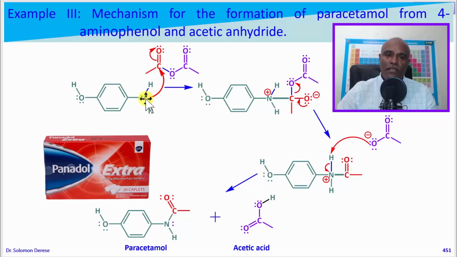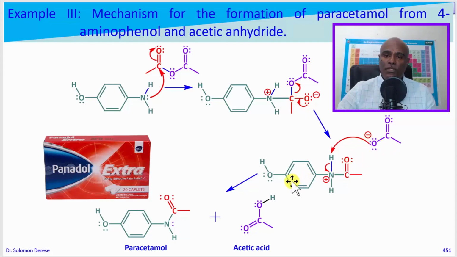Then you just show arrows. An arrow starts from here, going to that. When that happens, this double bond breaks, you get this intermediate, and then this intermediate will form back the double bond. This double bond was the one that was broken, and then it forms back. When it forms back this double bond, this single bond between the carbon and oxygen breaks. The electrons of this bond go to the oxygen, which becomes negatively charged.